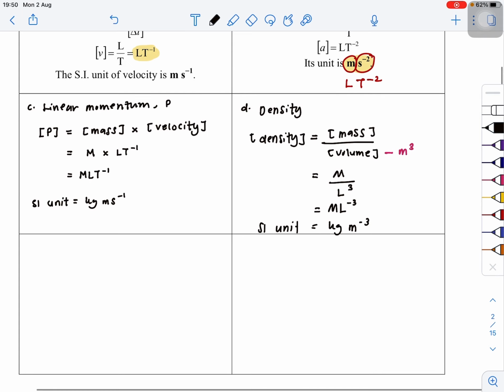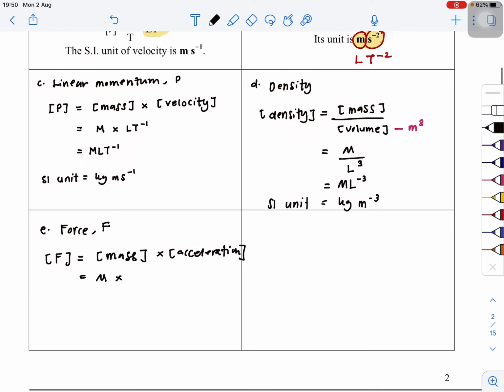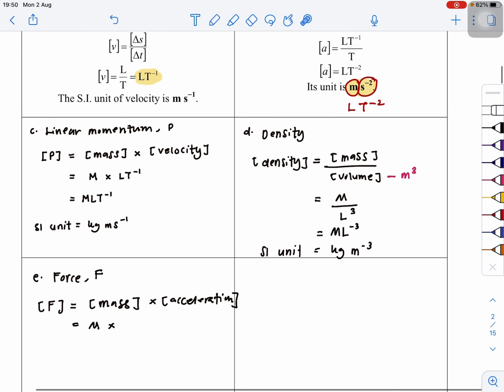Okay, so last one is the force. Okay, so force, which is we use the symbol F. Force, the formula is equal to mass times with acceleration. So again, mass is just M. Acceleration, we have done this here.